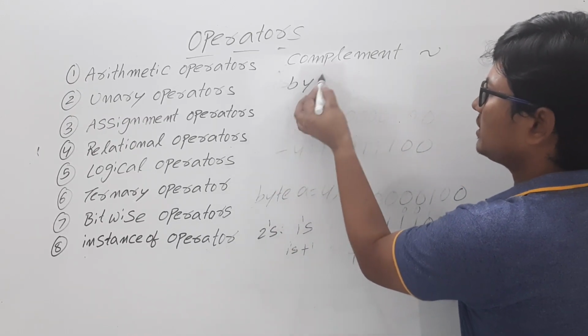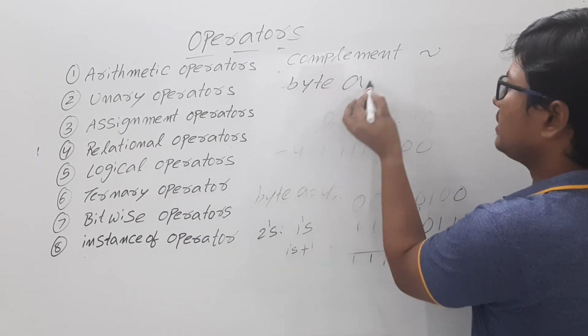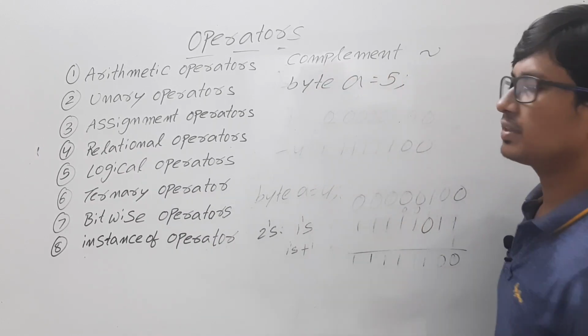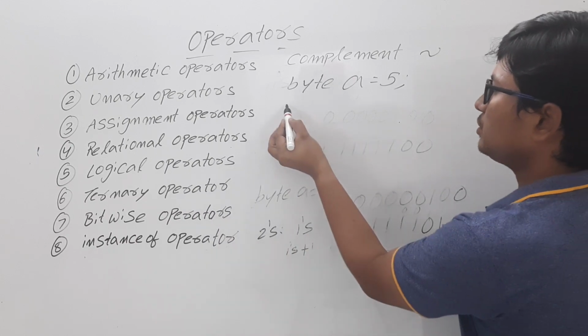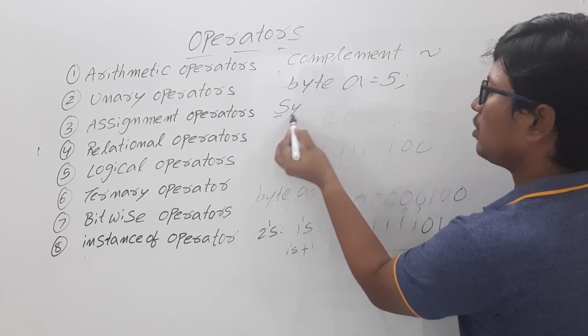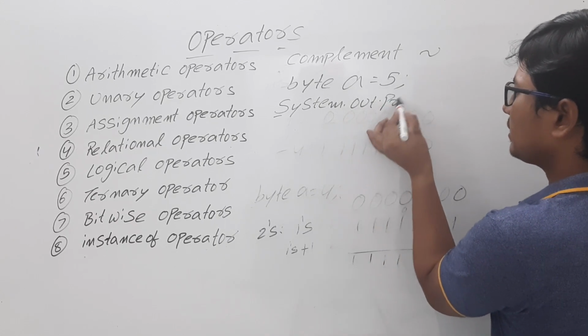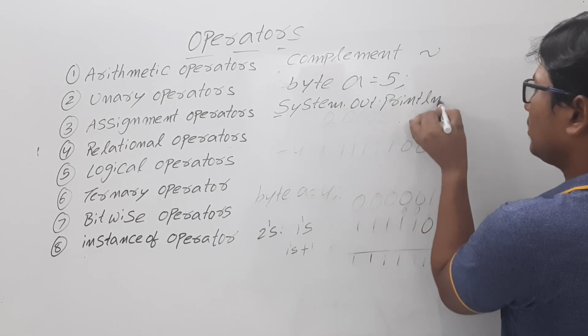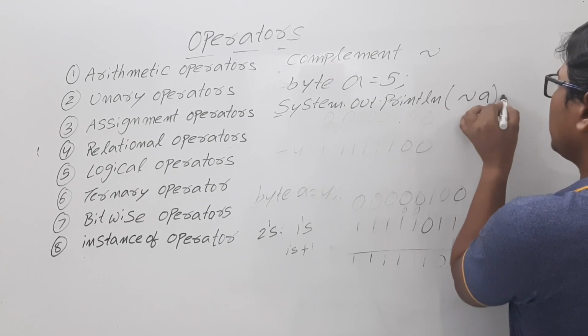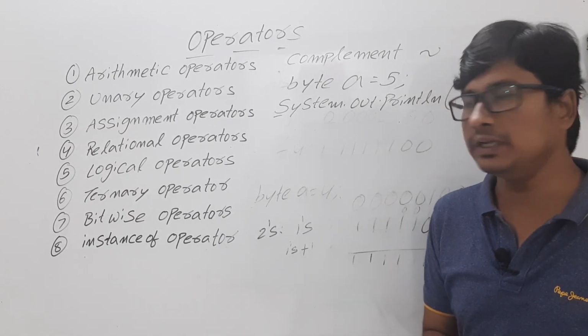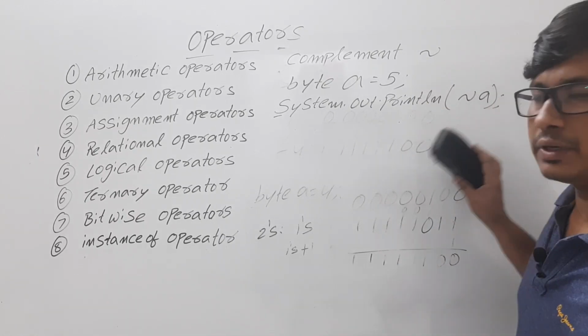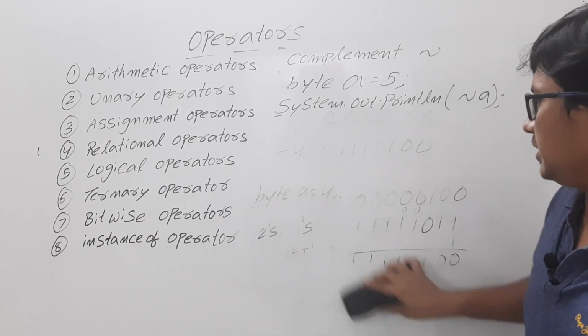Now let's take byte A is equal to 5. Someone has asked you to display System.out.println, complement of A. Now what will be the output displayed? Is it clear? Now we will compute that. How will we compute? Let me discuss it with you.